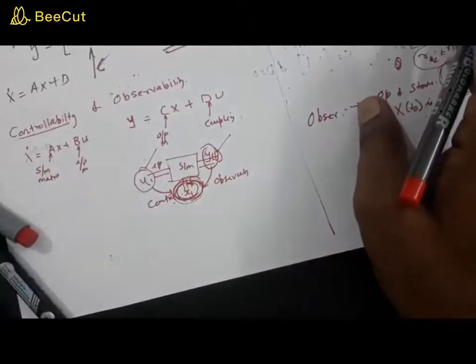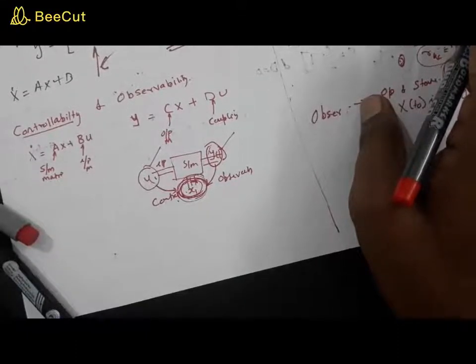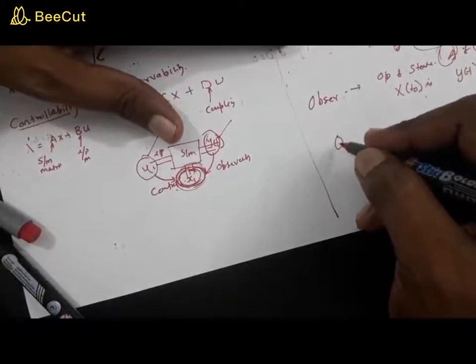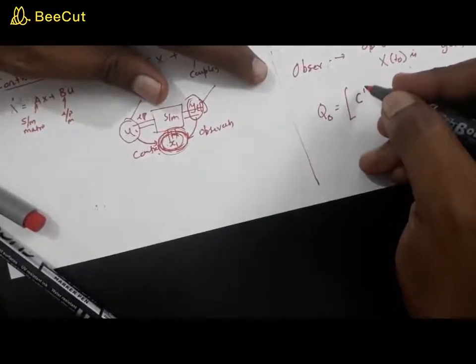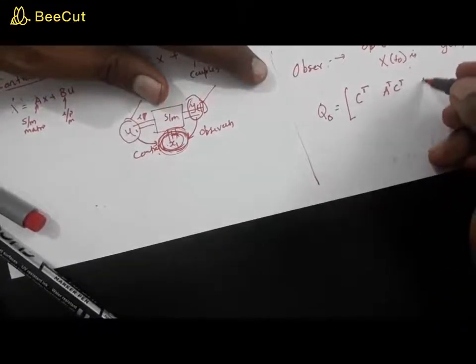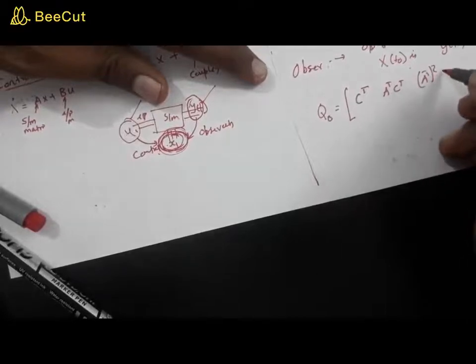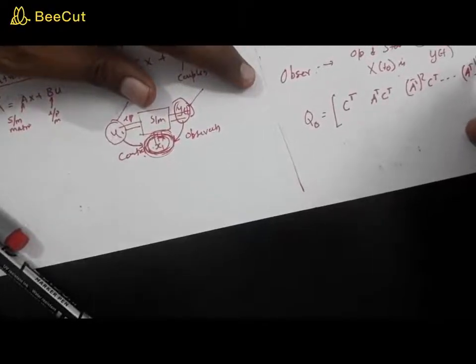So in that case also, you have a matrix called QO. QC refers to the controllability matrix, and QO to the observability matrix, which is given by C transpose, then A transpose C transpose, then A transpose the whole squared into C transpose, up to A transpose the whole raised to n minus 1 into C transpose. Okay, this is the matrix.